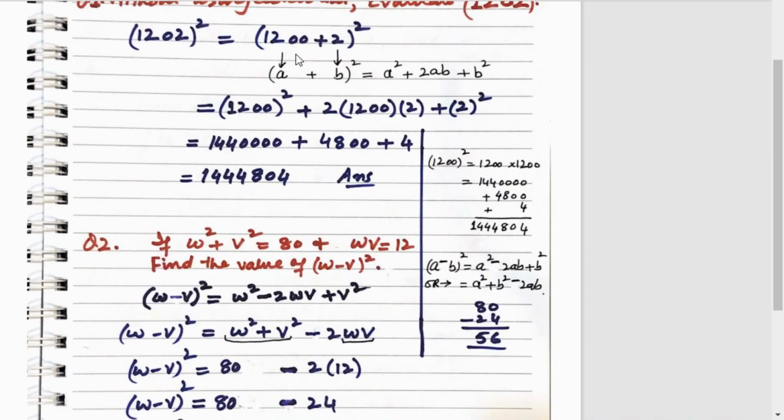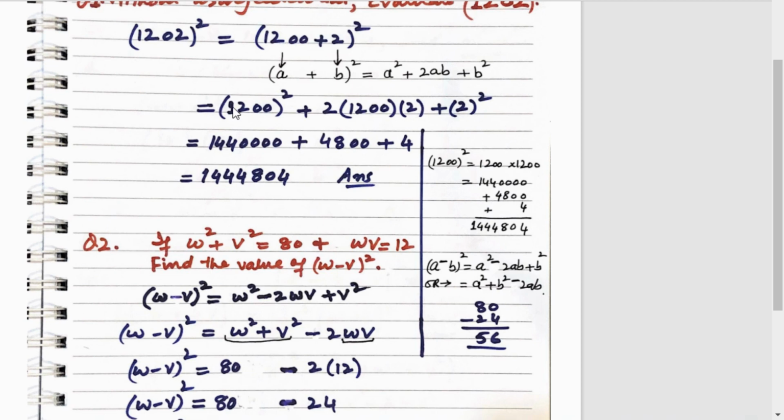Okay. This side of the number resembles ID1, so we are looking at one side of the ID, and we will move towards the other side of the ID. So A plus B whole square is given to us. A square means 1200 square. 2AB means 2 into 1200 into 2. This is 2AB because we are considering 1200 as A and 2 as B. Plus B square means 2 square.